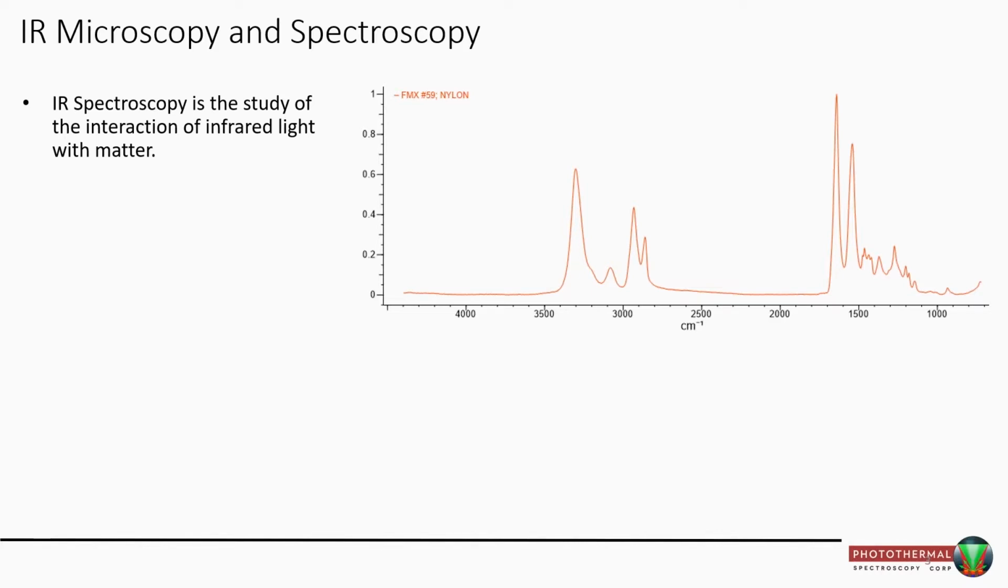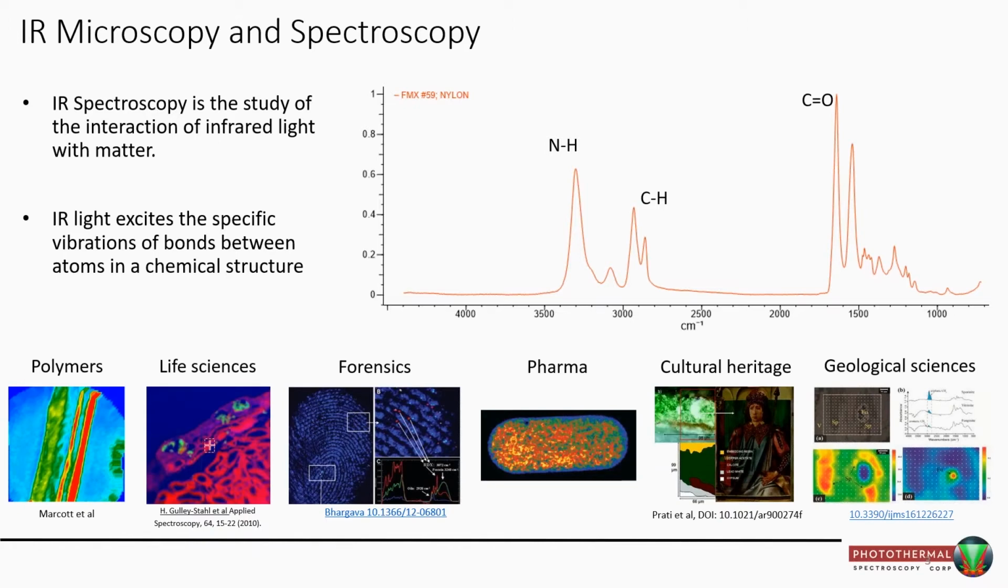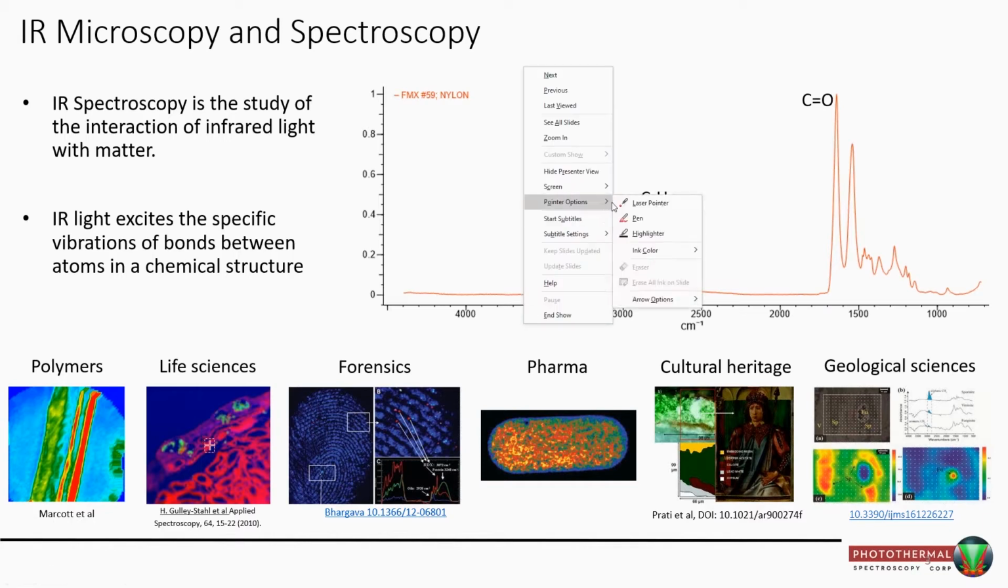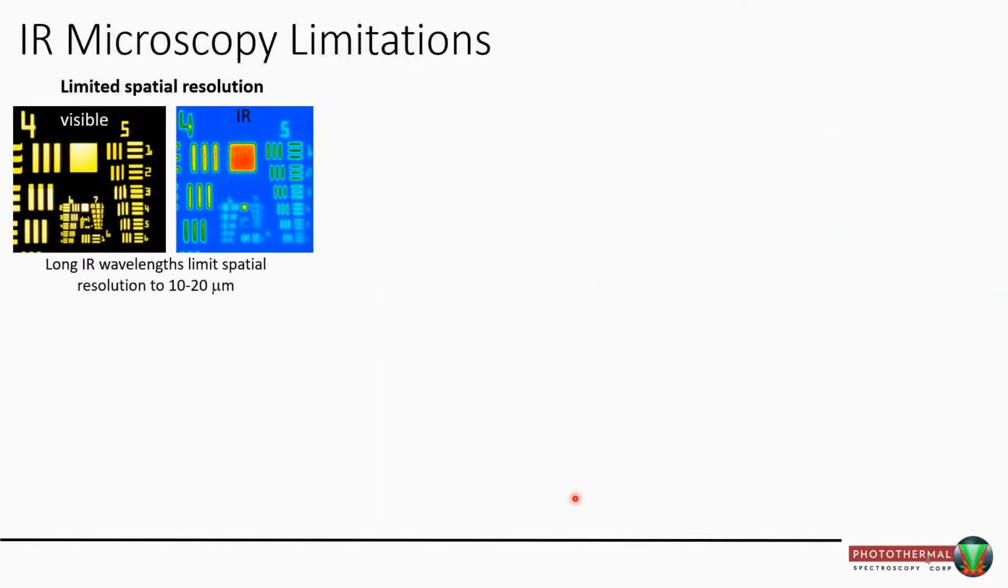Infrared spectroscopy essentially is the study of how infrared light interacts with matter. It's pretty simple, and the infrared light excites specific vibrations within the molecule. On the screen there, we've got a spectrum of nylon, so the infrared light excites the various bonds, N-H, C-H, C=O, and so on. Infrared spectroscopy has been used for decades. It really is a workhorse analytical technique that covers a whole host of application areas, from polymers through to forensics, life science, and environmental, now especially with particles, aerosols, and microplastics being added to that growing list as well.